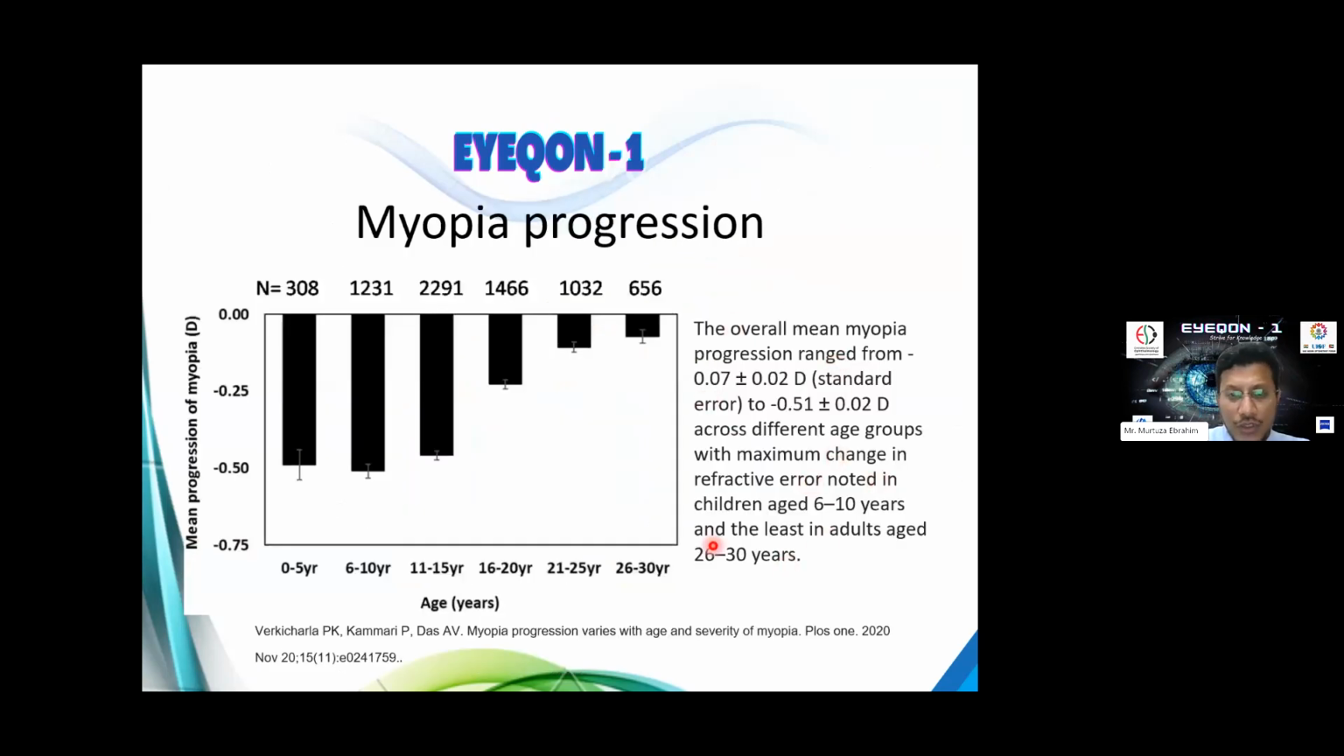On myopia progression, I want to highlight the years 6 to 10, wherein the progression is found to be highest, and it keeps moving up to 26 to 30 years.